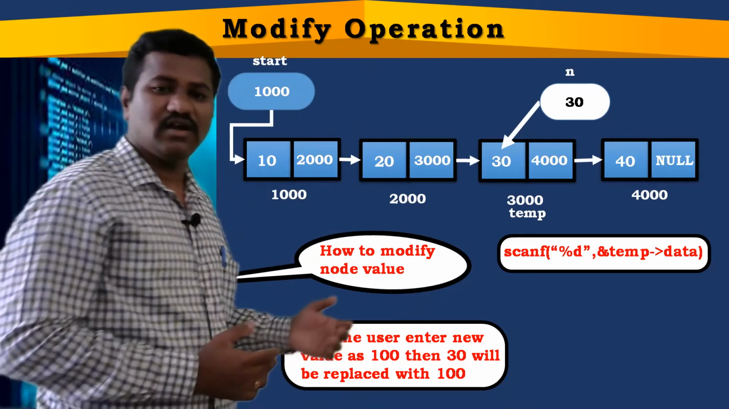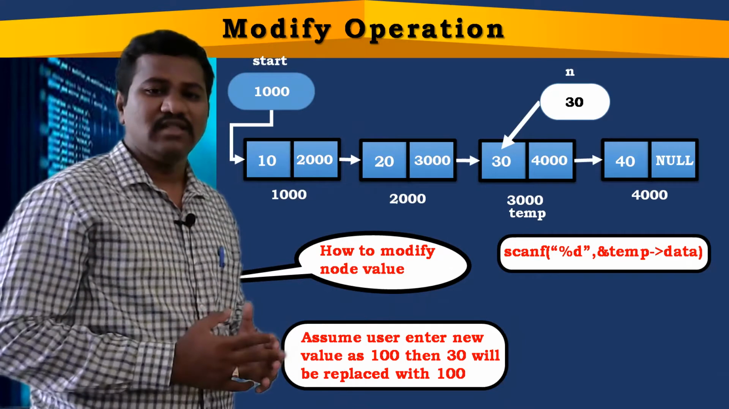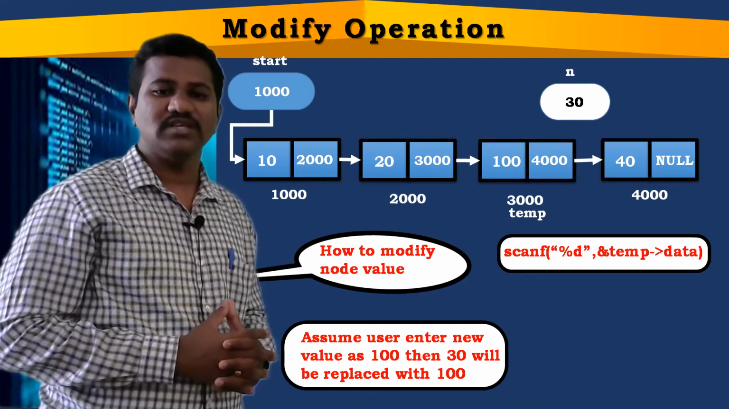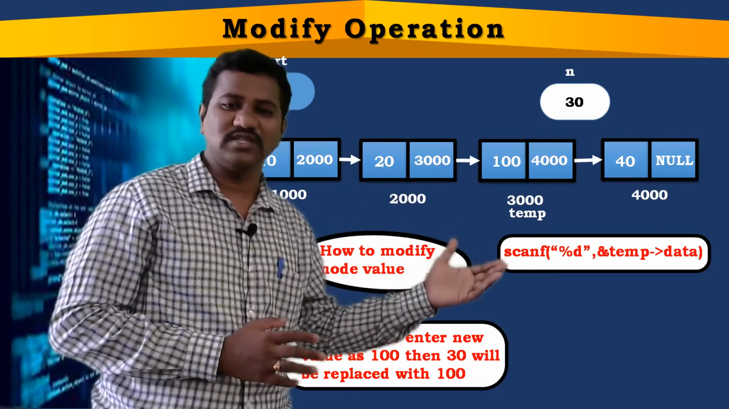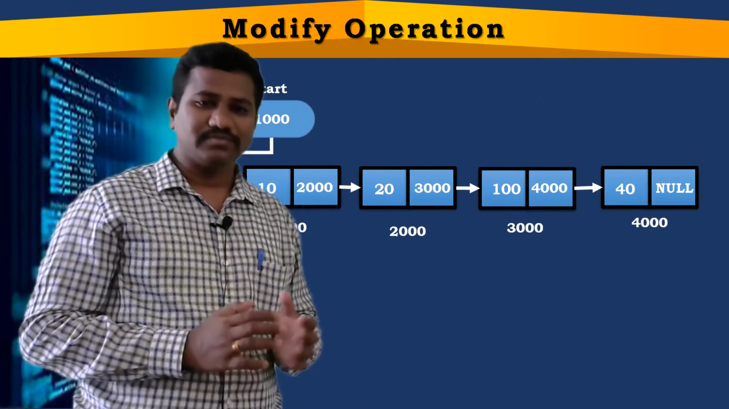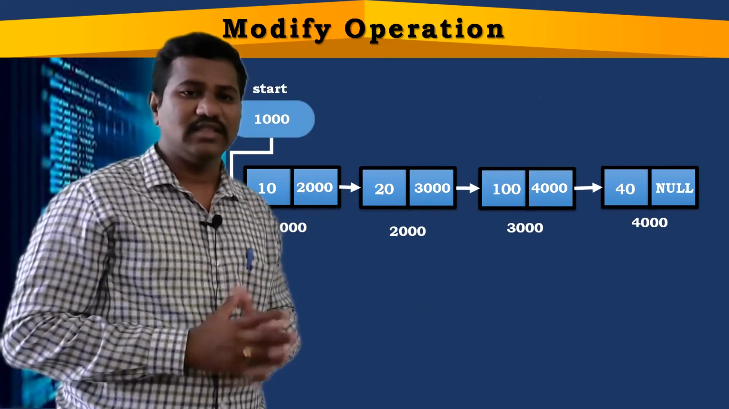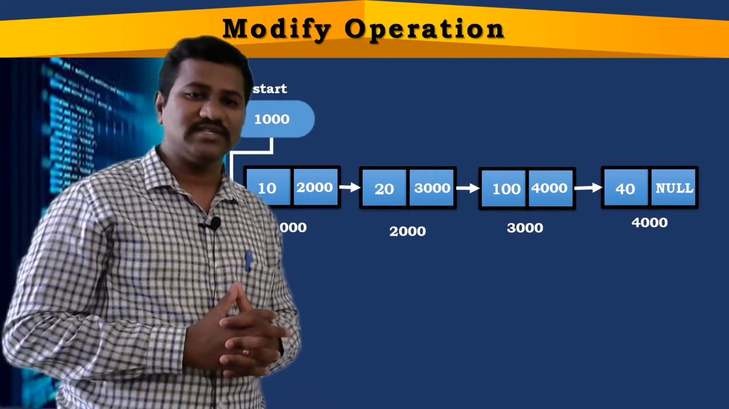Let us assume that the user entered a new node value as 100. Then 30 will be replaced with what? 100. Right? So this is how 30 will be replaced with 100 by using this instruction. So now the final linked list is going to become like this, and this is how the modify operation is going to be performed in a single linked list.